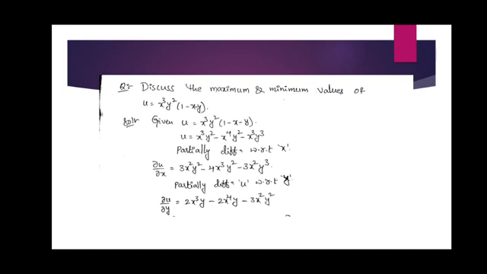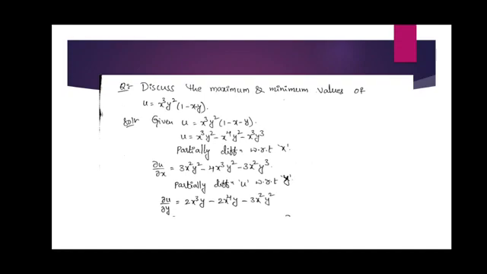In case 2, AC minus B squared is less than 0. Then the function has no extreme values. The one more case is AC minus B squared equal to 0. If it is equal to 0, the value is doubtful, which means we can't say anything there. It needs some more consideration. So here we see some examples on maxima and minima.